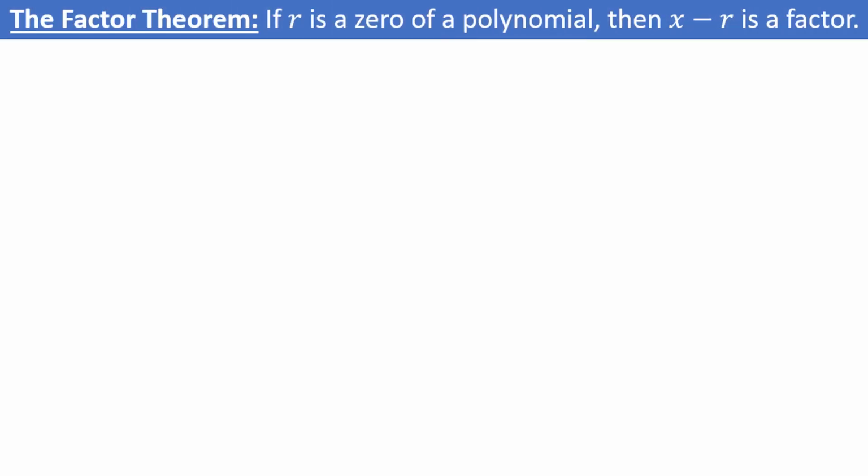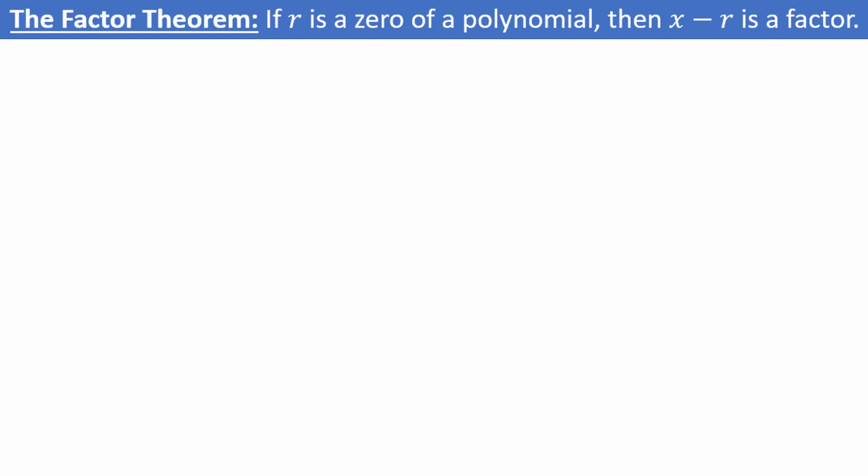Welcome, my friends. In this video, we will be discussing the rational zeros theorem, but first we need to talk about a simpler theorem called the factor theorem. The factor theorem says that if r is a zero of a polynomial, then x minus r is a factor. The factor theorem can be a useful tool for factoring polynomials of higher degrees.